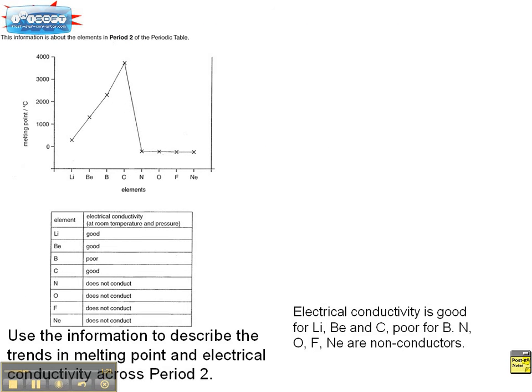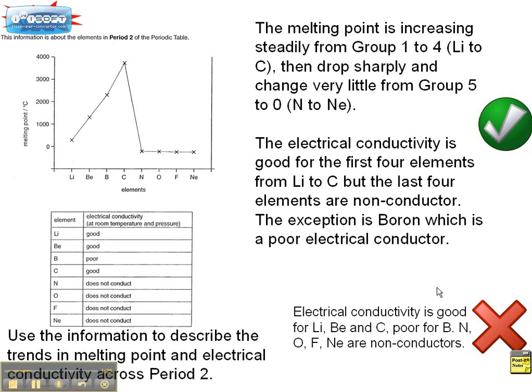Okay, this is a database question. Use the information to describe the trends in melting points and electrical conductivity across period 2. Okay, for explaining the graph for this particular question, I think most students should be able to explain it. So if they say the trend is increasing steadily, then after that drops sharply and then changes very little. But for explaining the table, that is very challenging.